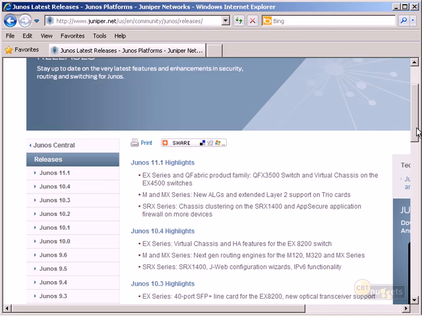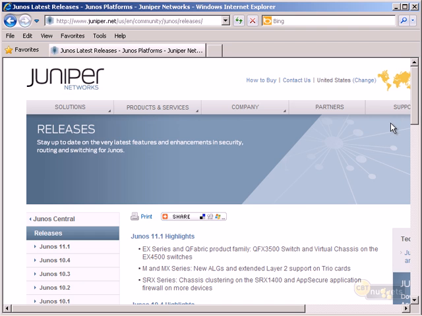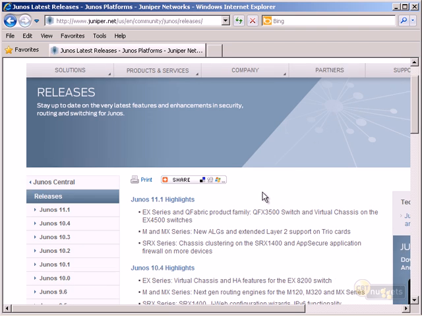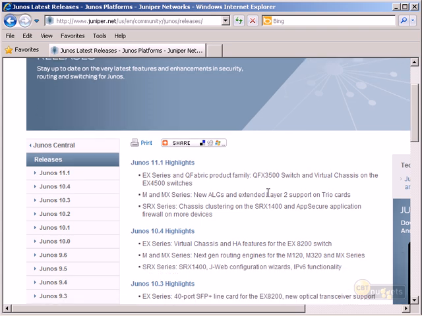Let's finish up here with the web safari, and I want to recommend that you go up to juniper.net and make sure that you understand, for example, the most recent Junos release, which is 11.1 in January of 2012.